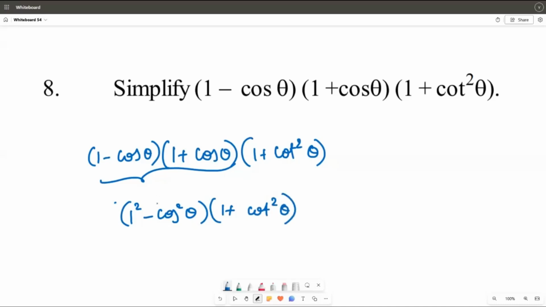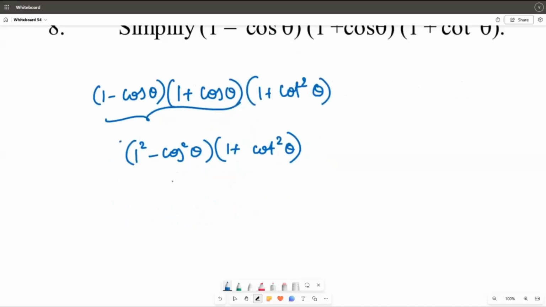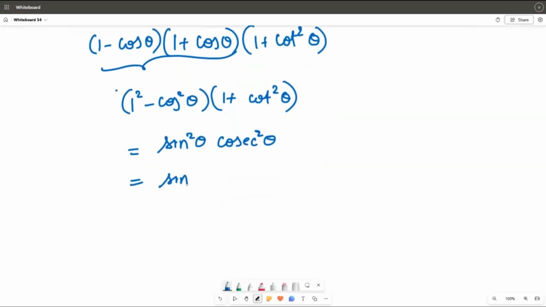And yes, 1 minus cos square theta is equal to sin square theta, and 1 plus cot square theta is equal to cosecant square theta. We know that sin and cosecant are reciprocals of each other, and if I substitute the squares, the numerator and denominator will get cancelled, and the answer we get is 1.